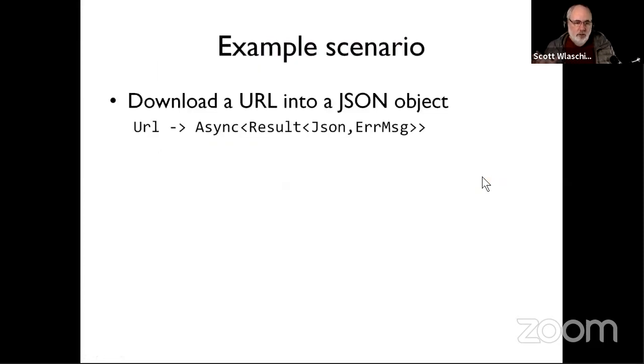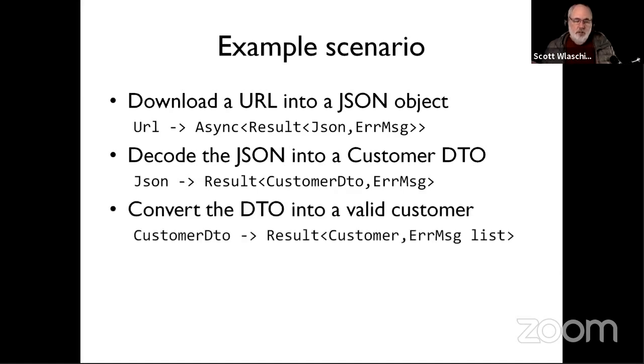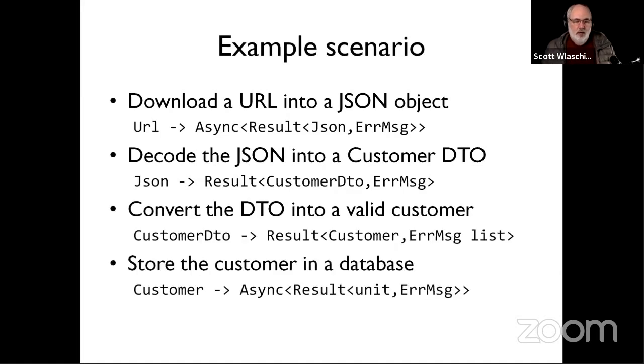So if we look at the signatures, it says, you give me a URL, I'll give you an async of a result. You give me a JSON and I give you a result of something. You give me a DTO and I give you a result. And you give me a customer and I give you an async of a result. None of these functions can be composed together in a pipeline because the output of the first function is not the same as the input of the second function. And the output of the second function is not the same as the input for the third function. These things cannot be connected together, and that is a problem.